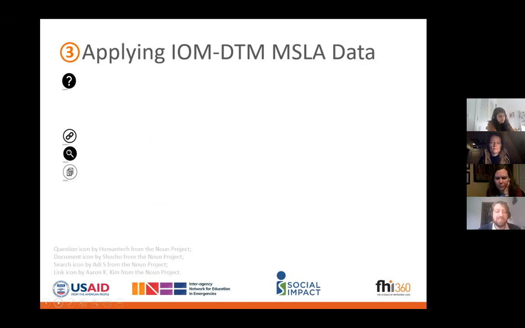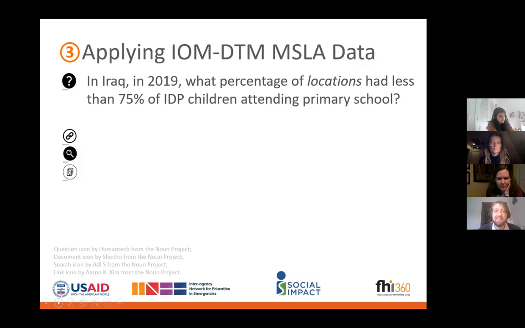So again, we'll do a very short exercise to see if we can answer a quick question using the multi-sector location assessment from IOM DTM. So Tanya just posted the link in the chat, and we're going to try to find an answer to this question. In Iraq in 2019, what percentage of locations, again, it's a location assessment, had less than 75% of IDP children attending primary school? So the answer is the percent of locations that have low attendance in primary school, essentially, or below what we would like.